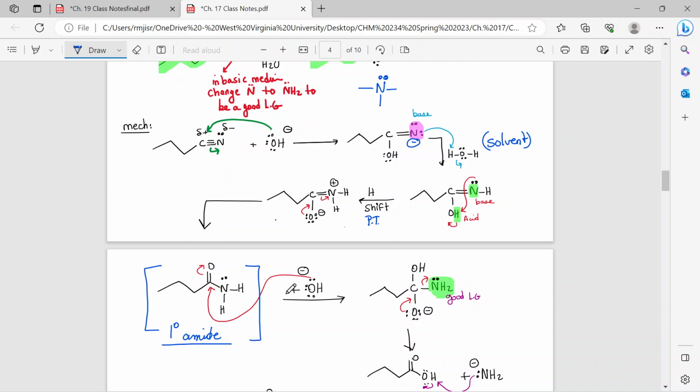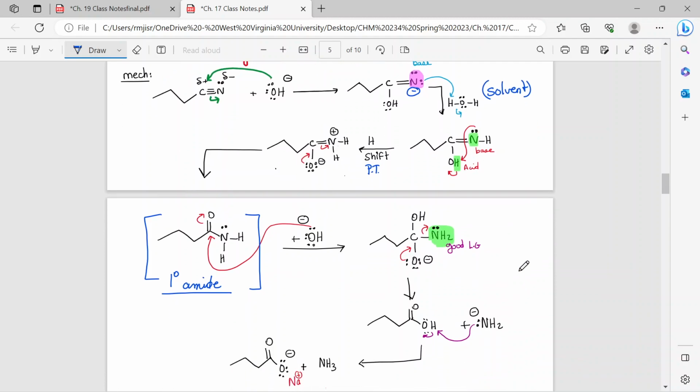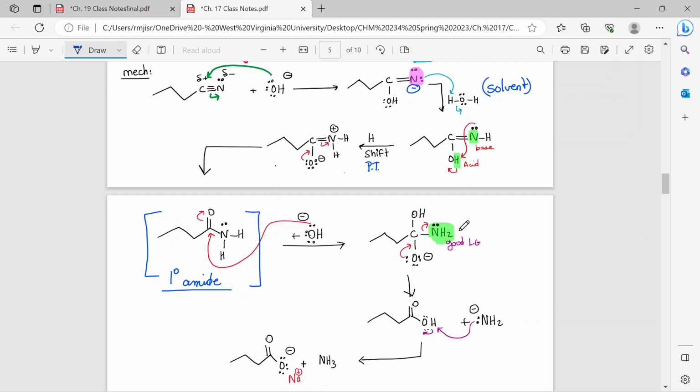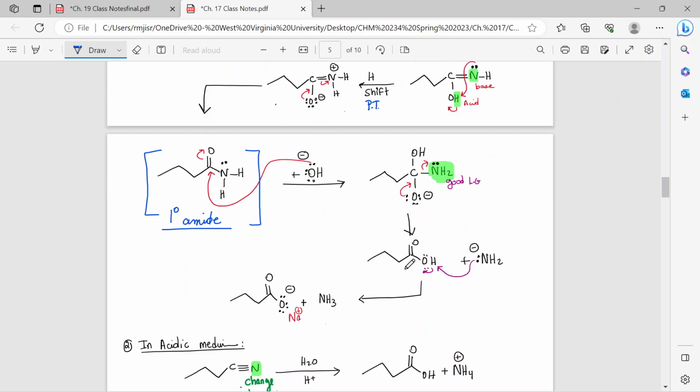So that OH is going to add now to the carbonyl, form a negative charge, and now the negative charge is going to close and the NH2 is going to leave. This now is a good leaving group. Make your acid, your medium is basic, the base is going to come pick the hydrogen and you're going to get the conjugate base.